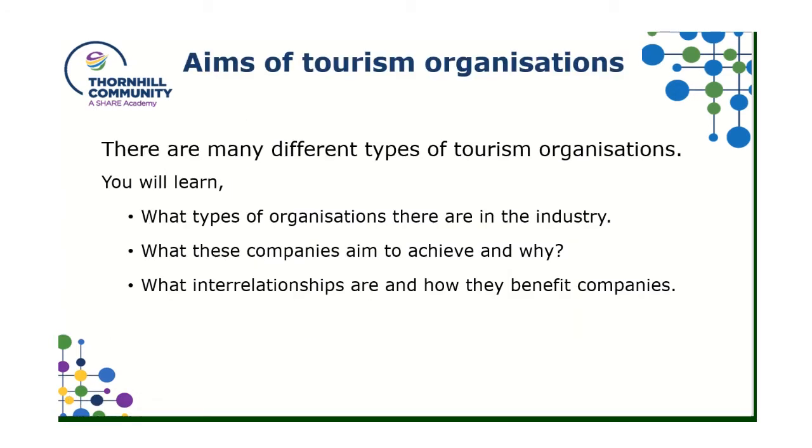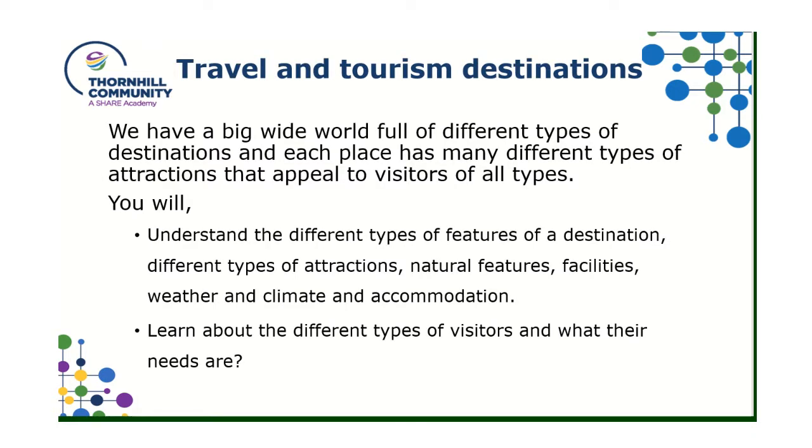So, first unit, where we look at the aims of the organisations, you will learn what types of organisations there are in the industry, what these companies aim to achieve and why, and what interrelationships are and how they benefit companies. We'll also then go on to look at the big wide world, full of different types of destinations, and each place actually has many different types of attractions that appeal to visitors of all types.